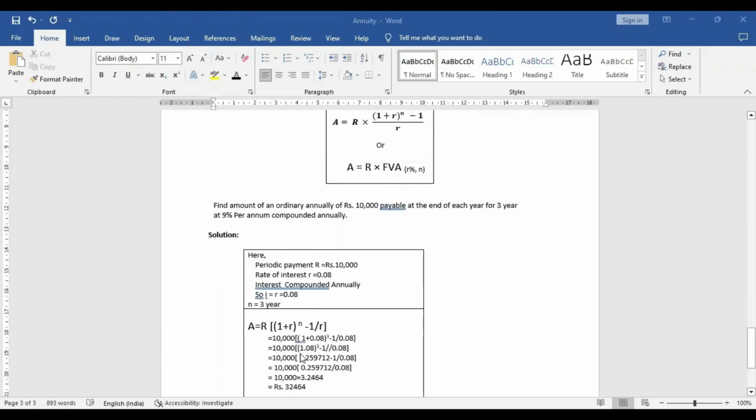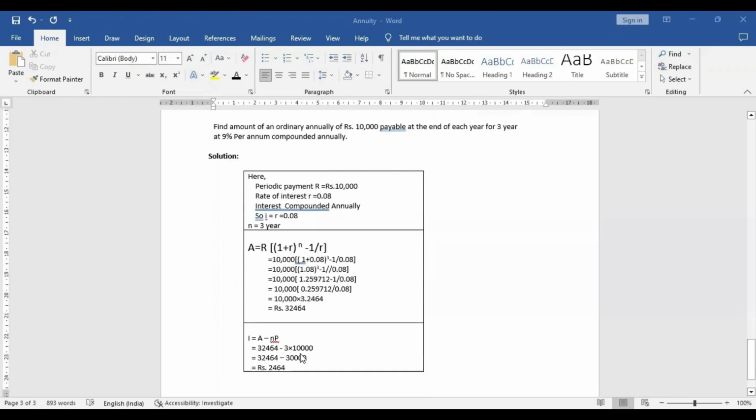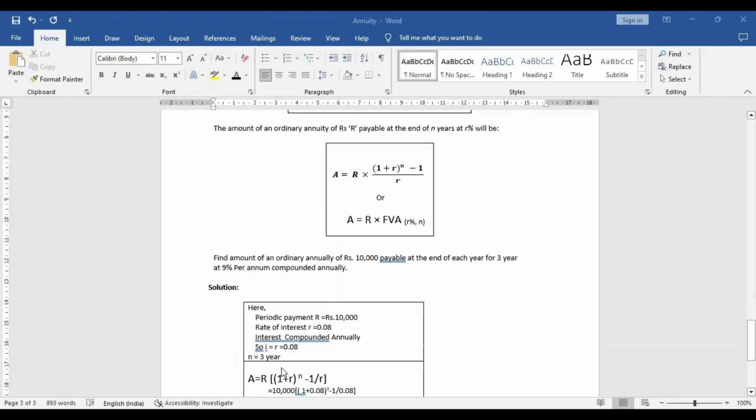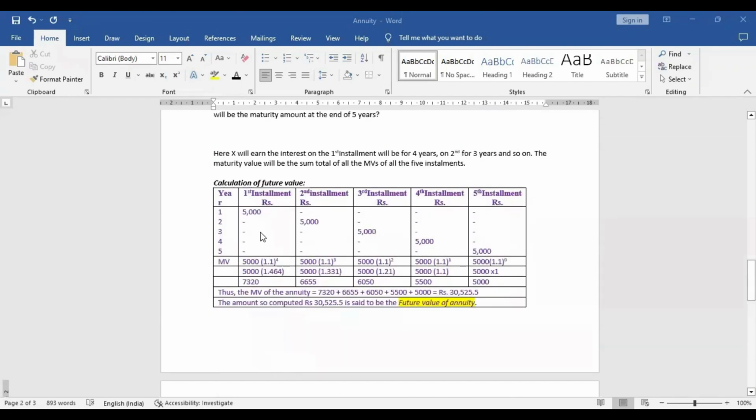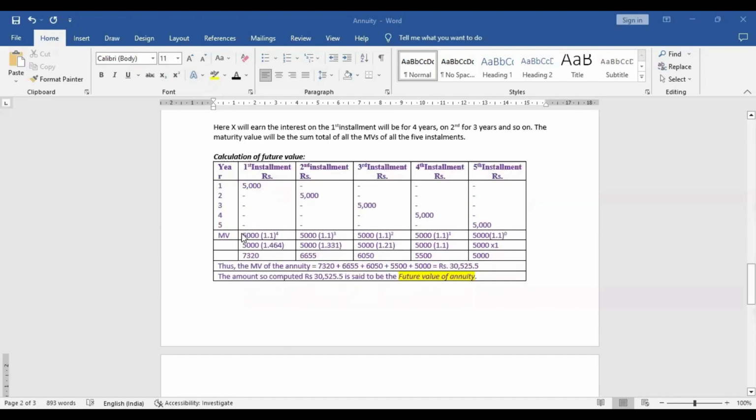You have deposited rupees 10,000 for 3 years, that makes 30,000, and you are getting 32,000 something. That means this is the amount of interest that you are receiving. It's very simple to do systematically, but this is possible only if the number of periods is less. Here 5 installments were there. Suppose the installments are 60, 70, 80 or 100, then this table formulation will be difficult for you.